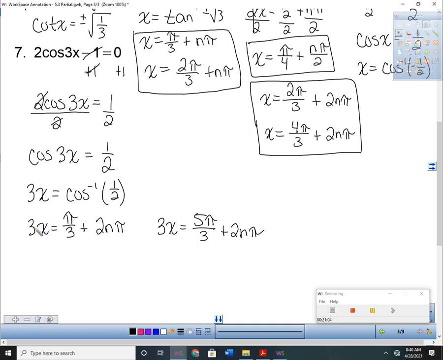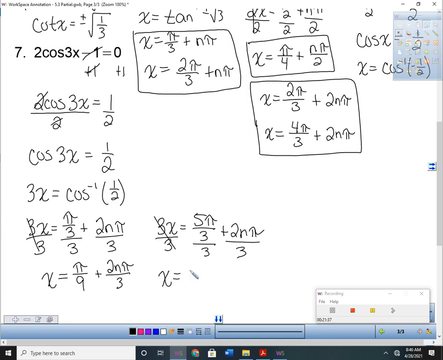And then I'm going to have to solve for x, so I divide everything by 3. So x is equal to pi over 3 divided by 3 is pi over 9 plus 2n pi over 3. Same thing over here. Divide everything by 3. And I have x is equal to 5 pi over 9 plus 2n pi over 3.